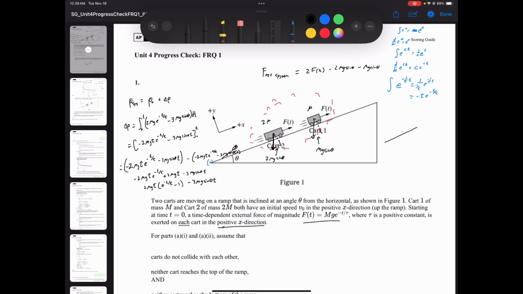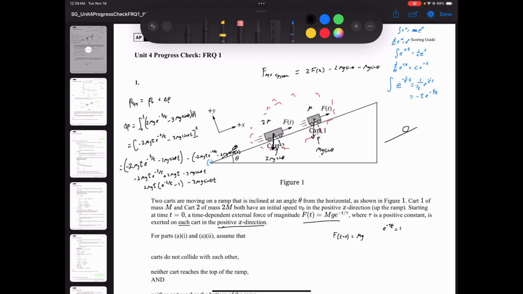So cart 1, let's evaluate it at time t equals 0. When t equals 0, this applied force is going to be equal to mg, right? Because e raised to the negative 0 over tau is just e to the 0, and that's going to be equal to 1. So that is going to be the applied force.